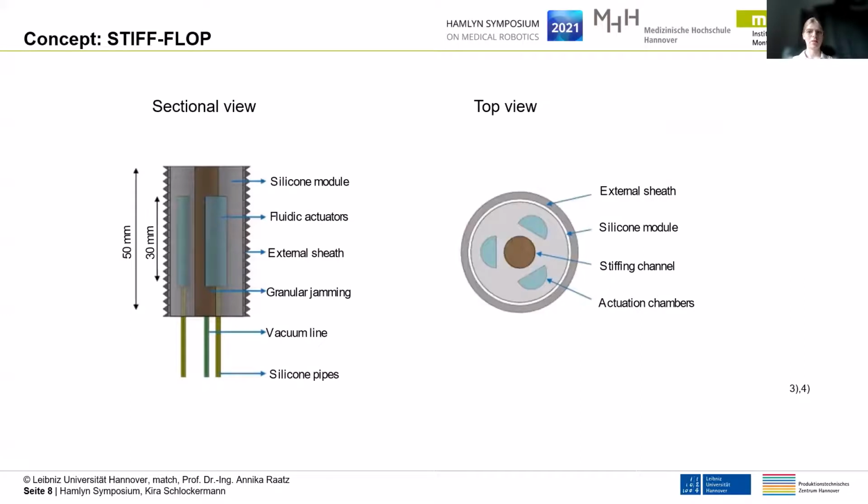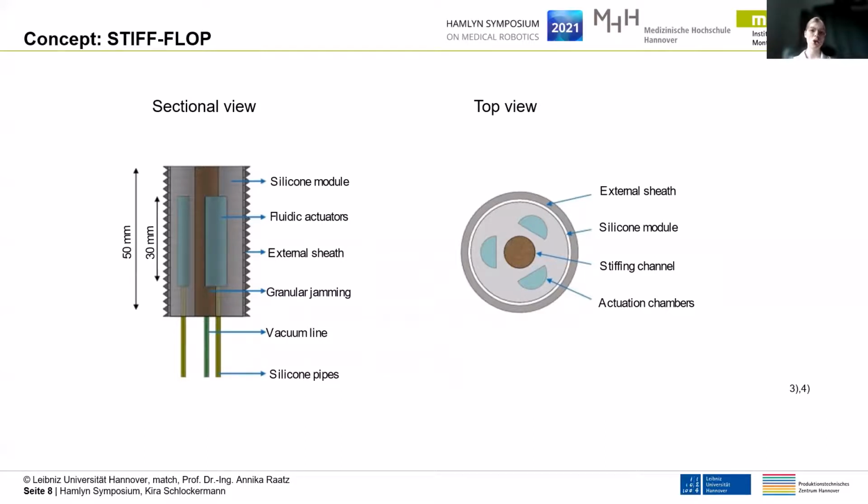The second concept I will present is an adaptation of the well-known STIFF-FLOP robot of Jan Fras. The diameter was increased from 25 millimeters to 27 millimeters in this project, and the air channels were moved slightly further away. And we didn't use the external shaft.